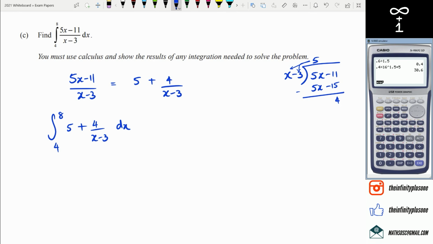Now I'm going to integrate this. So 5, when I integrate it, it's going to be 5x. And of course, when I integrate anything with x in the denominator, it's going to end up looking like 4 ln of x take away 3.